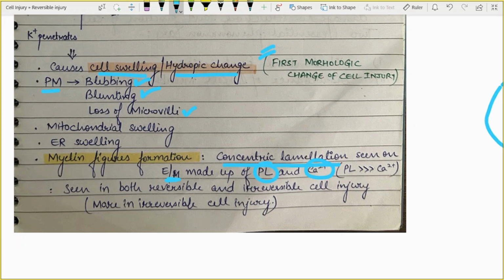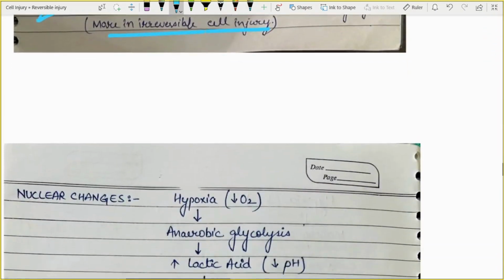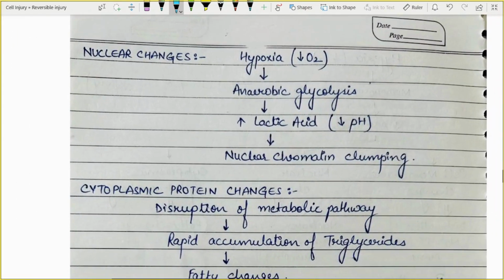And these are seen in both reversible and irreversible cell injury. They are not characteristic of the irreversible cell injury, they are seen in both reversible as well as irreversible cell injury. These are seen more in the irreversible cell injury but seen in both. Moving on to further condition, how the nuclear changes occur.